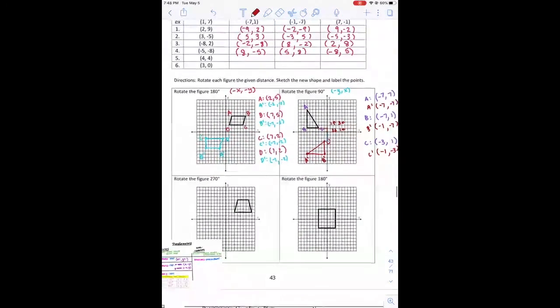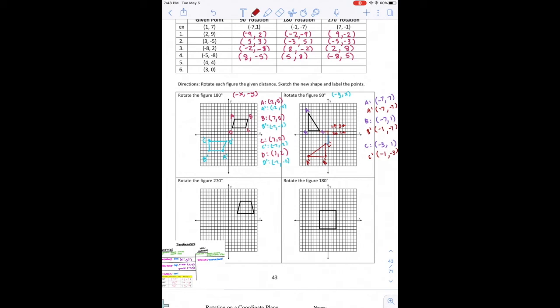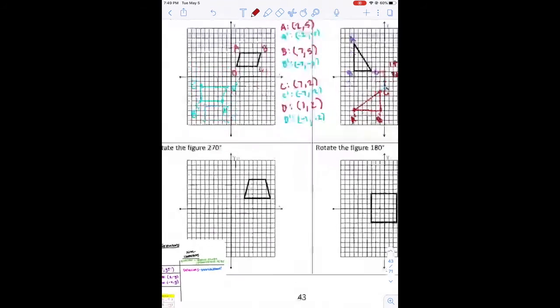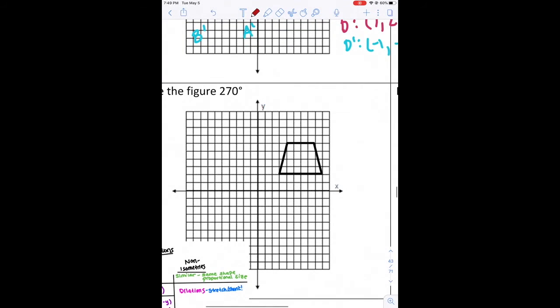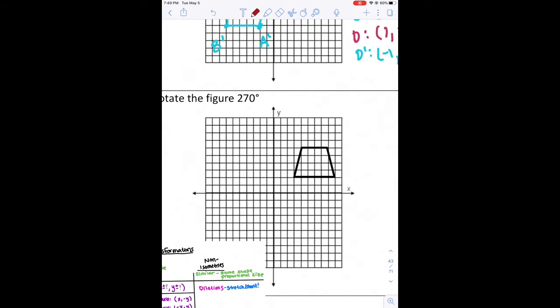Okay, so the last two questions on the page are really similar. Pause the video and finish up this page. Okay, hopefully you're ready. I'm not going to go over these in detail because I don't want to waste your time. I am totally estimating where this should be, but a 270-degree rotation would look something like this.